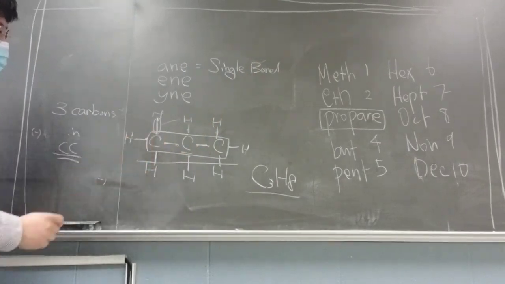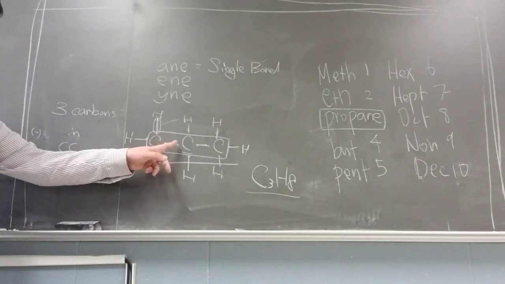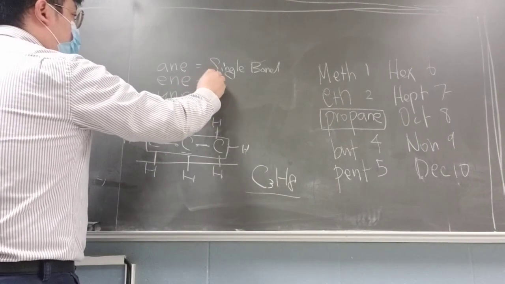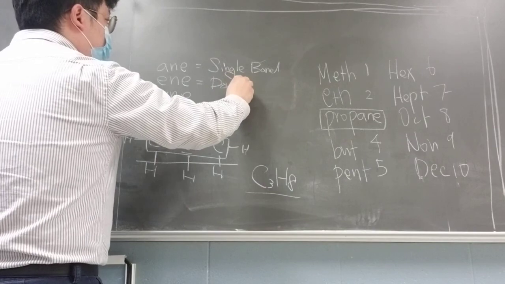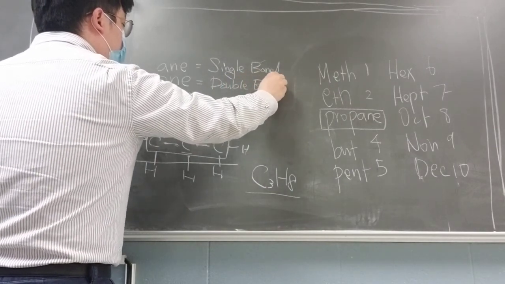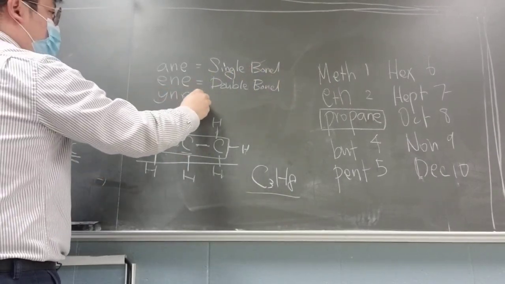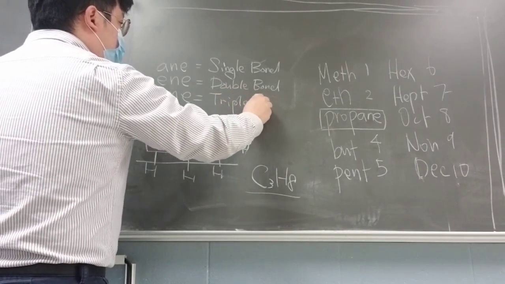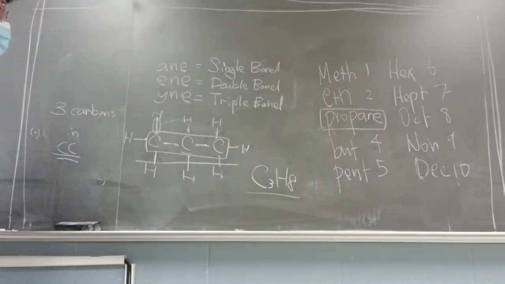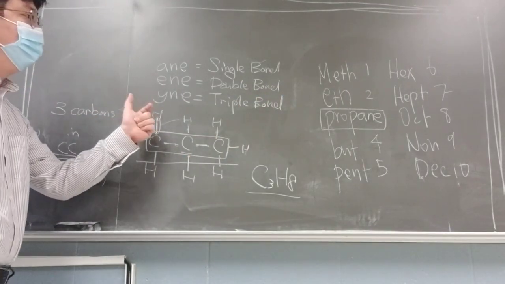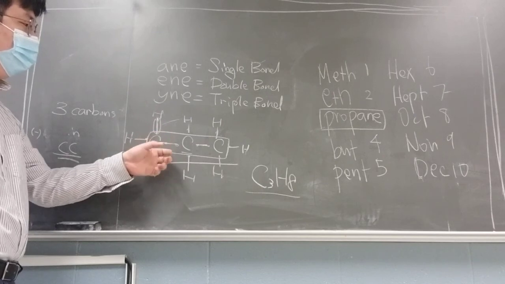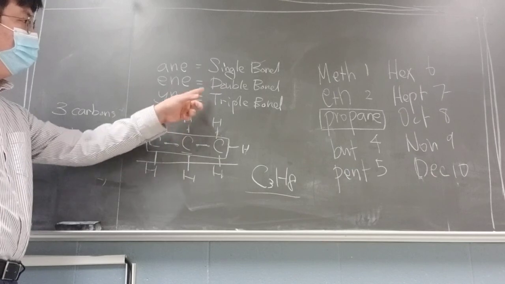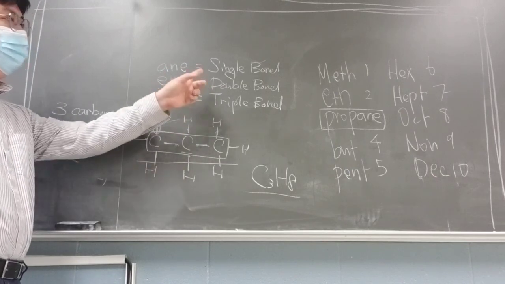So the single bond simply means there's just one pair of electrons shared in each bond. That's the single bond. If there's a double bond, we put "ene" instead of "ane." If it's a triple bond, we put "yne." So if there are 3 pairs of electrons shared in the same space, that's a triple bond. 2 pairs of electrons shared in here, it'll be a double bond, and 1 is a single bond over here.